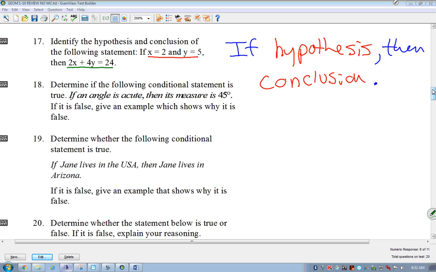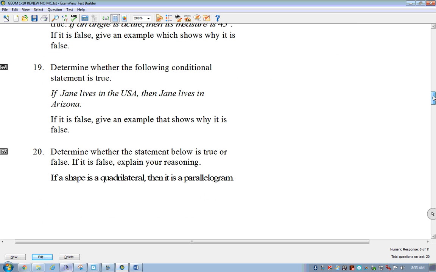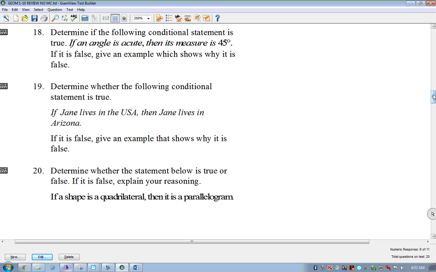Let's see, it looks like the next one is 19. Okay. 19, determine whether the following conditional statement is true. If Jane lives in the USA, then Jane lives in Arizona. If it is false, give an example that shows why it is false. Is this statement true? No. All right, give me a counterexample.